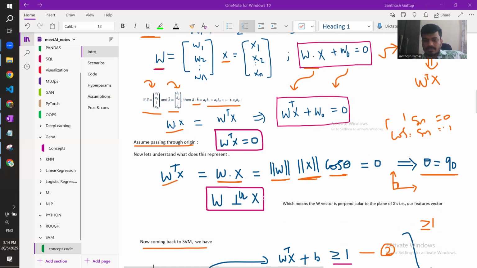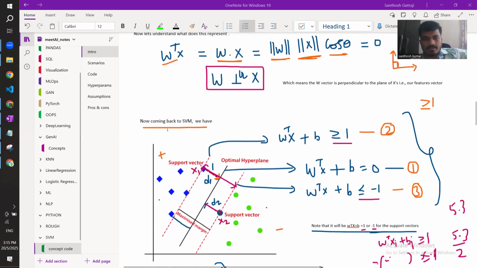Clear? So consider X. X could be a combination of three or four features, one, two, three features, but consider the overall hyperplane of X. X could be three features or two features, so it will be three dimensional, four dimensional. To that particular plane, the W plane will be a perpendicular plane. Only then will you have this product as 0. So that is what we are understanding from this equation.